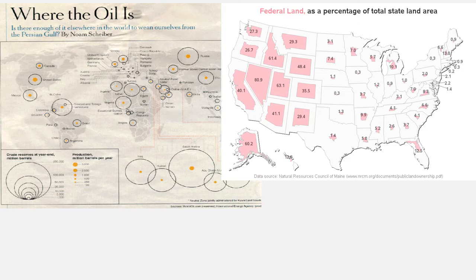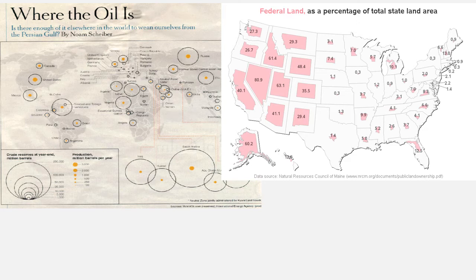The one on the left is showing you where oil is, right? With the yellow symbols in proportion to how much oil is being produced in certain areas, and the big black hollow circles showing estimated crude oil reserves, right? How much oil is untapped, I guess, underground in those areas.